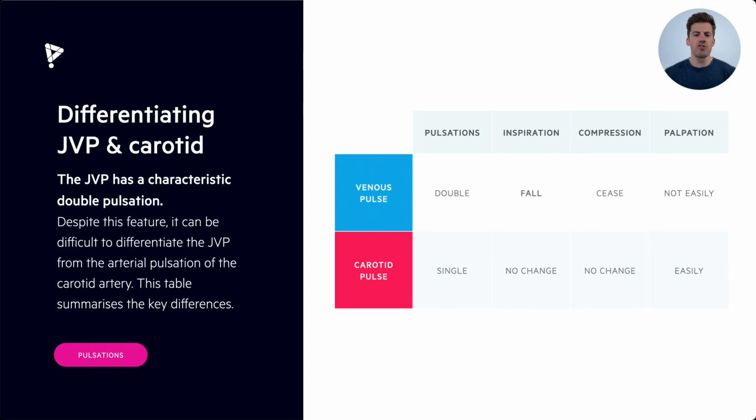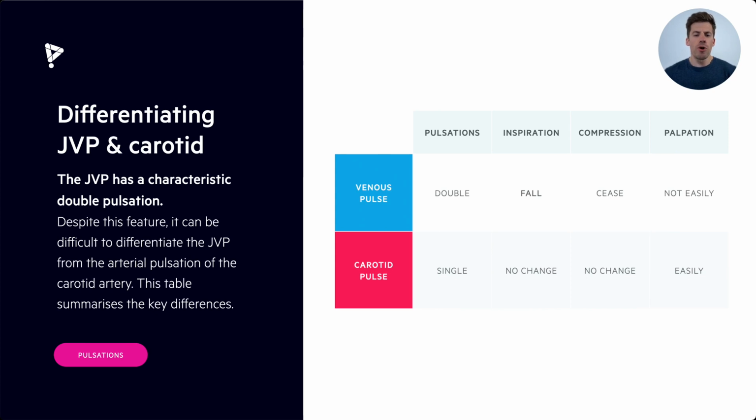With the venous JVP pulse, it's a double pulsation. It falls with inspiration due to a decrease in intrathoracic pressure, allowing blood to go into the pulmonary circulation. If we compress lightly at the base of the neck, it will cease to exist. And it's very difficult to palpate.